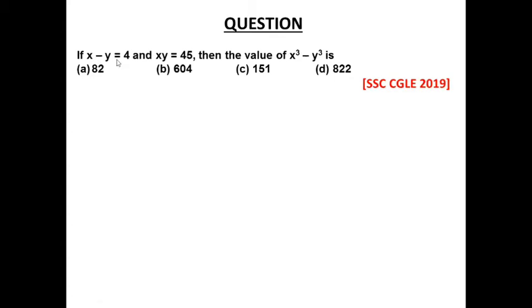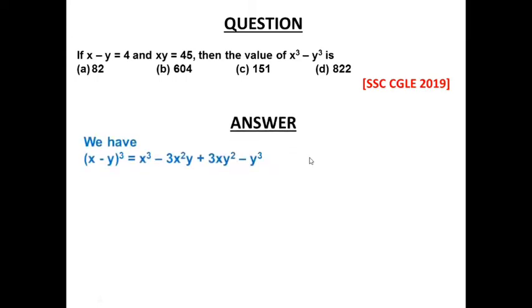x minus y is 4 and xy is 45. So find the value of x cube minus y cube. Students, we have a very important equation here. So the answer goes like this. We have (x minus y) all cube equal to x cube minus 3x square y plus 3xy square minus y cube. One of the very important identities which we have learned in our school days.